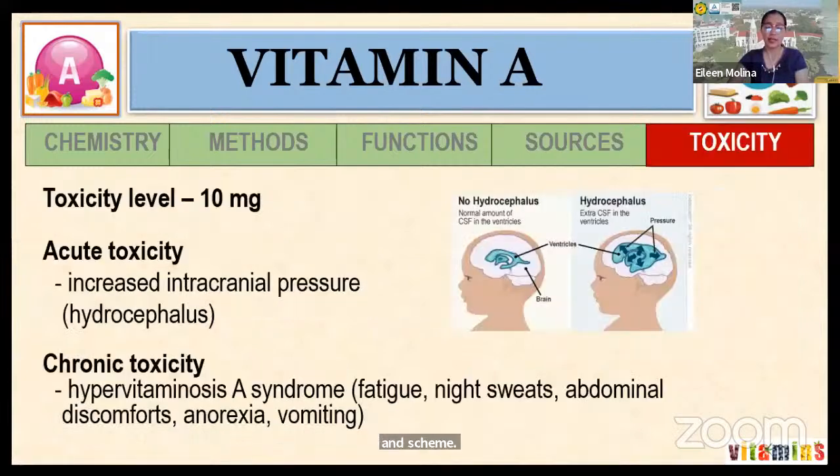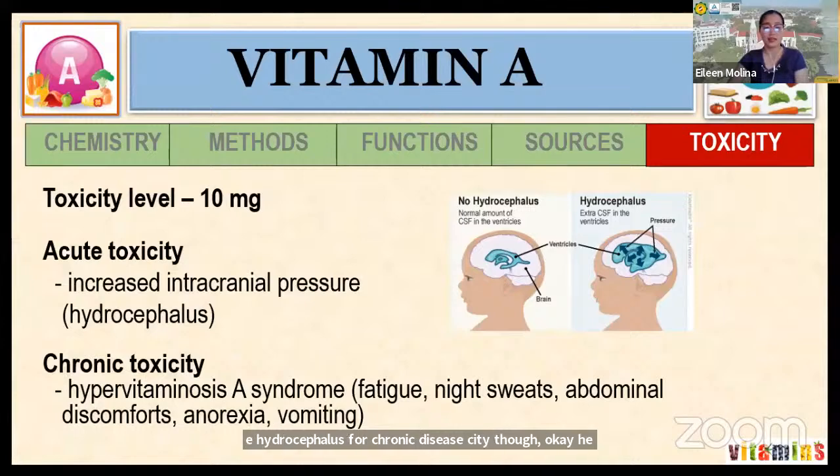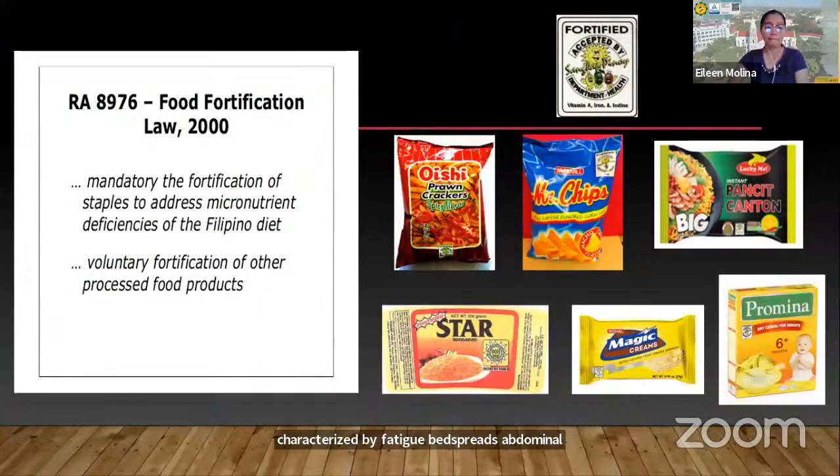Considering that vitamin A is a fat-soluble vitamin, we would look into its toxicity level. It's 10 milligram. Acute toxicity of vitamin A would manifest as increased intracranial pressure or hydrocephalus. For chronic toxicity, though, there would be a hypervitaminosis A syndrome, which is characterized by fatigue, night sweats, abdominal discomfort, anorexia, and vomiting.